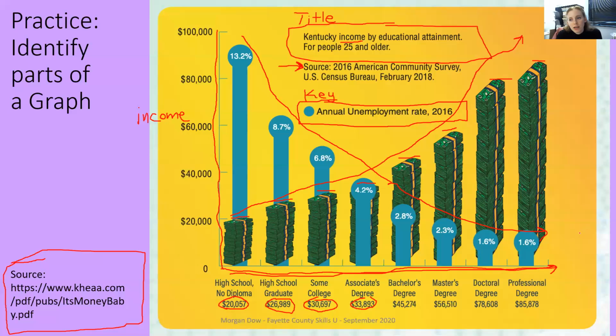Let me ask you this. Do you think that this graph would look different if we remade it now, right? So this graph is showing us information from 2016, that's 4 years ago. Would this graph look different if we remade it today, given all of the stuff that's going on in the world right now?